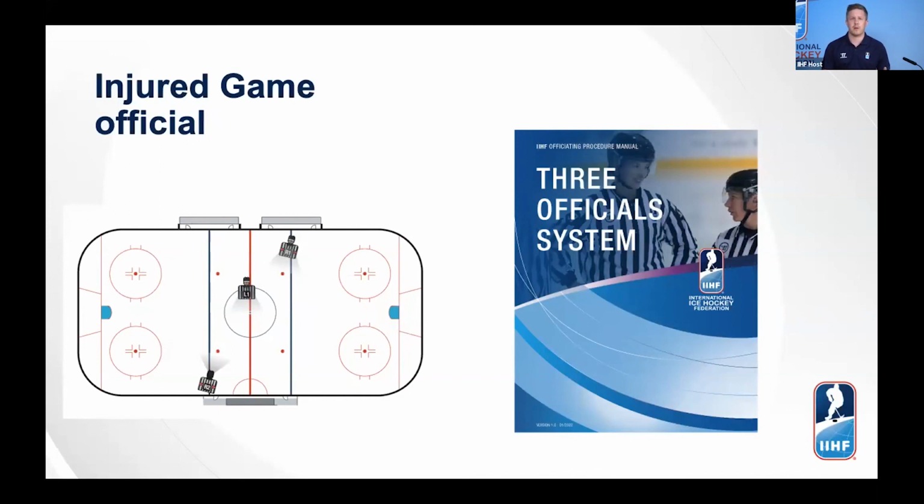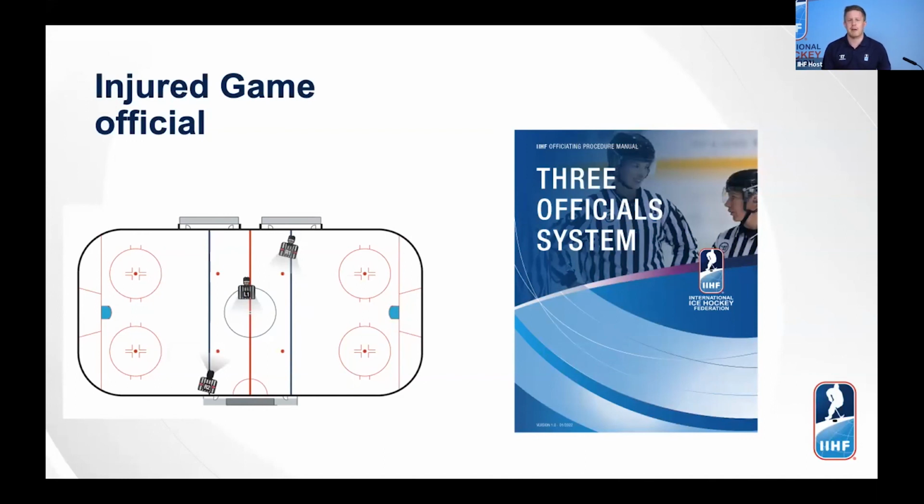If, for an unfortunate reason, we would have 1 referee and 2 linespersons due to an injured referee, then we would go back to work according to the IHF 3 official system officiating procedure manual. Make sure that even if you work the majority of your games in a 4 official system, you have a good basic knowledge of the IHF 3 official system.